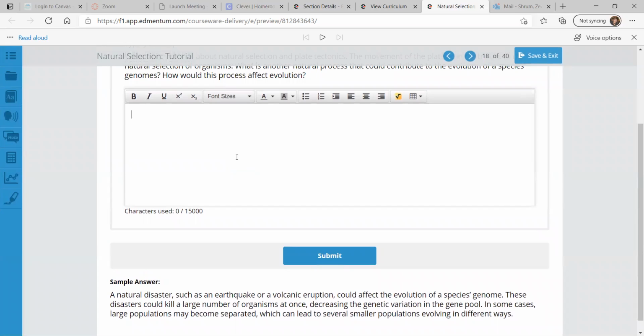So a sample example answer here is a natural disaster. So think earthquakes, volcanic eruptions, could affect the evolution of a species' genome. Disasters can kill large numbers of organisms all at once. It could decrease the genetic variation in their gene pool. And in some cases, large populations may become separated, which can lead to several smaller populations evolving in different ways.